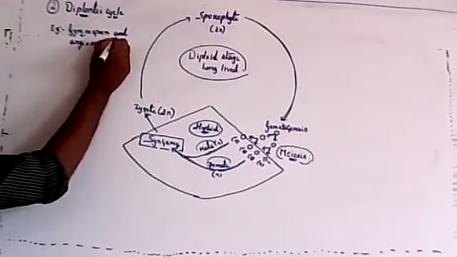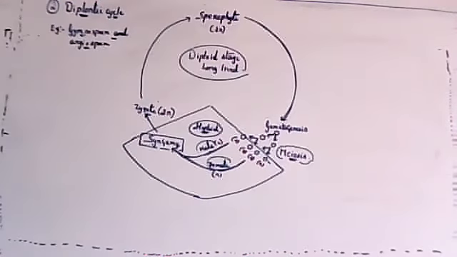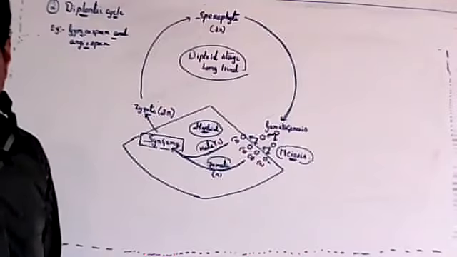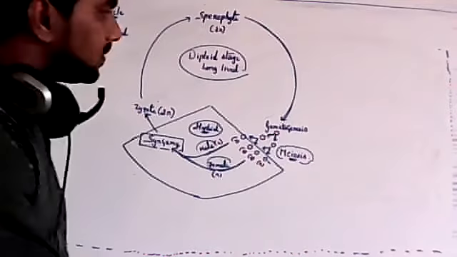So the diploid stage is long lived. You will find this in gymnosperms and angiosperms. Fine, so this is over.